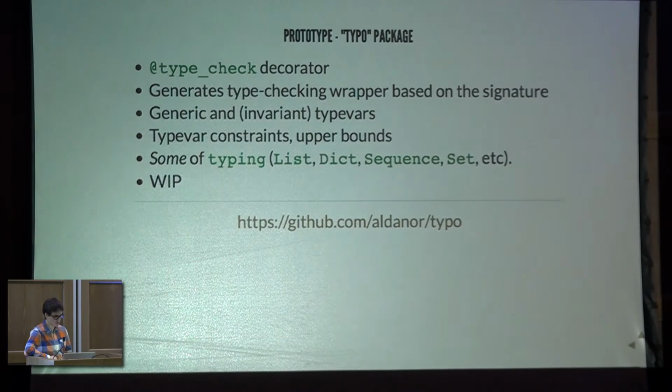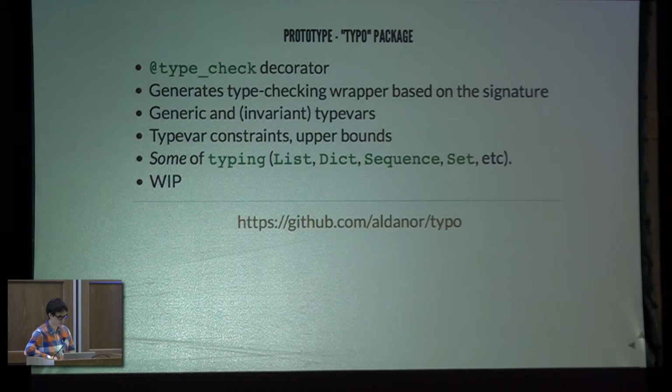And so I spent maybe a few weeks just building a prototype to see if it could work potentially. It's a work in progress. It's on GitHub. Do we have a few minutes? Yeah, so we can probably check it out. That's a little package that looks at the type hints and actually generates the code that checks that, which looks exactly like the previous example. And it does support invariants, type variables, constraints, upper bounds, and some of the typing modules.